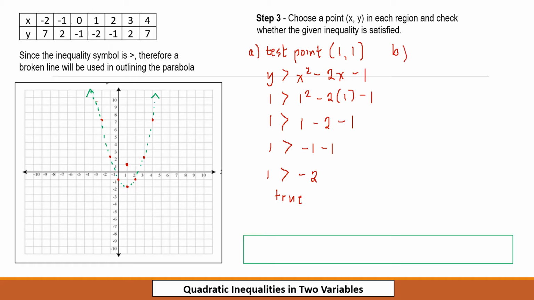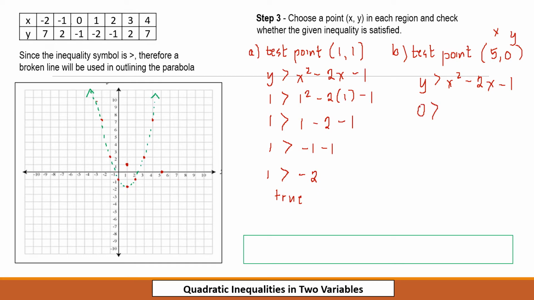Let's have another test point, but this time outside the parabola. So you can choose any point outside the parabola. Let's say we choose 5, 0. This is outside the parabola. So our test point is at 5, 0. So in the given inequality y is greater than x squared minus 2x minus 1, we will substitute 5 for x and 0 for y.